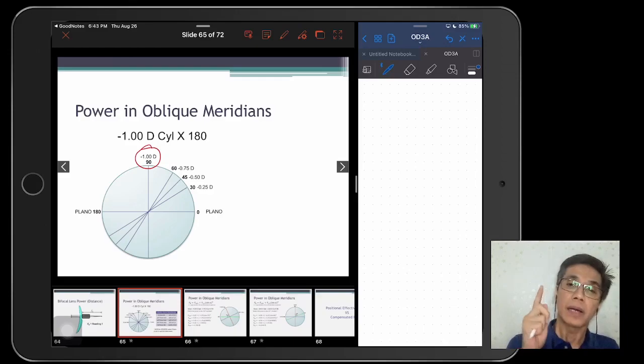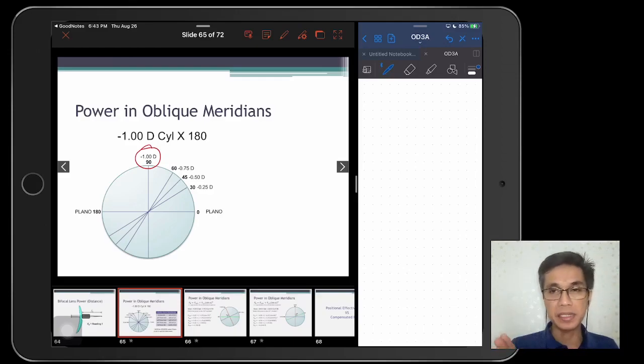In other words, wag nating kalilimutan na ang 30 degrees from the axis, tumatanggap siya ng 0.25. Ang 45 degrees from the axis, tatanggap siya ng 50% of the cylinder power. Ang 60 degrees from the axis, tatanggap siya ng 75%. Ang tanong, ito lang ba ang merong 30, 45, 60 degrees from the axis?